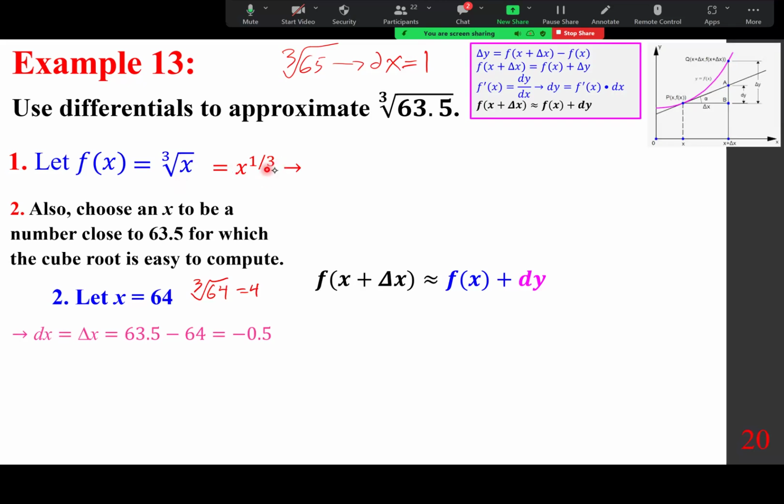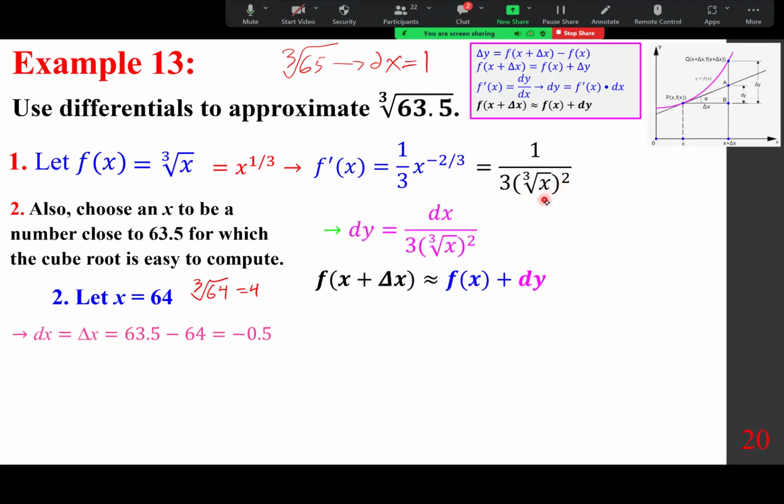By now, we know it is 1/3 x to the power of 1/3 minus 1, or negative 2/3. This goes to the denominator and becomes x to the power of positive 2/3. This 3 remains, cube root of x to the power of 2. So this is f prime. What is dy? The same thing, times dx. So we put the dx times 1 in the numerator.